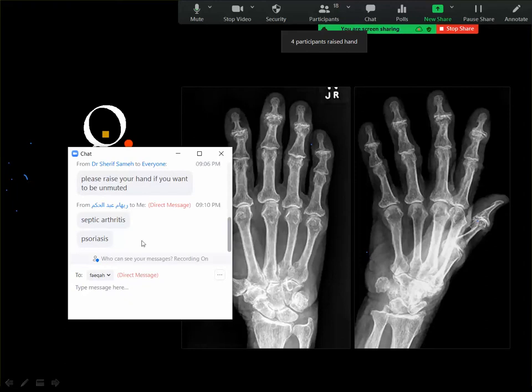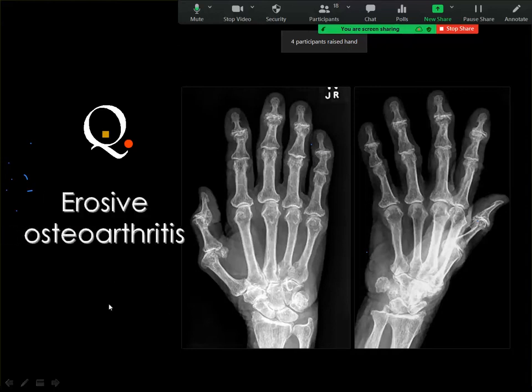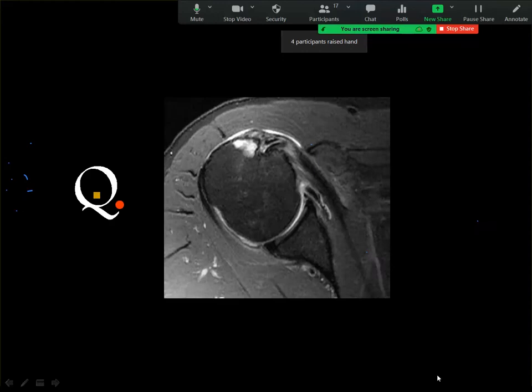Psoriasis, no. And another possibility, degenerative arthritis. Yes, this is osteoarthritis of the interphalangeal joints, and this is a right answer, or the erosive osteoarthritis, which simulates the birds in the sky, as you all know. This is an MRI of the shoulder.